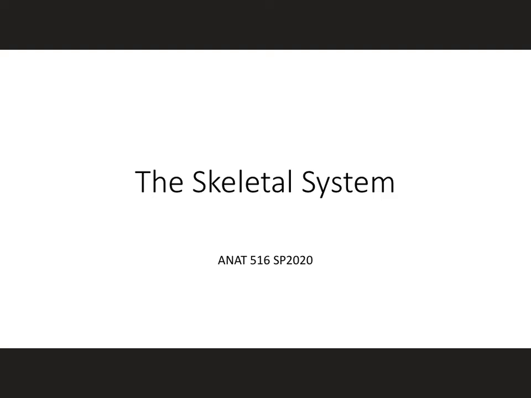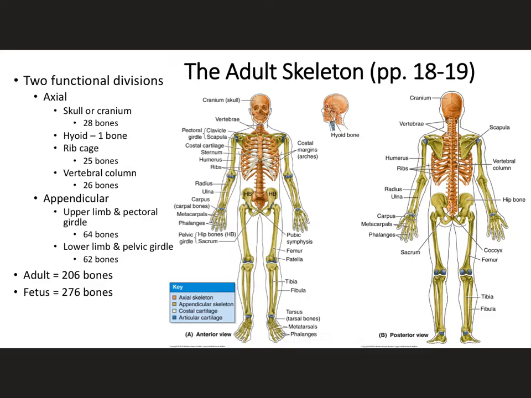In part 2 of the skeletal system, we're going to talk about the adult skeleton. All right, the adult skeleton, as our primary focus this quarter, as discussed on pages 18 and 19 of your textbook, has two functional divisions.